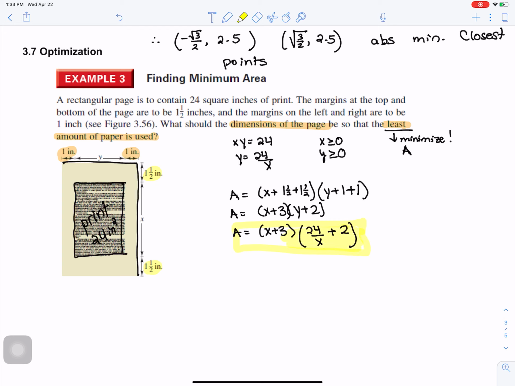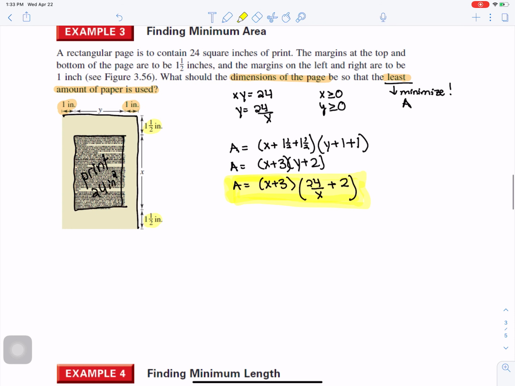Now I'm interested in finding the least amount of paper to use, so I need to take the derivative and find the critical points. But in a question like this, I'm not able to set up any new closed domain restrictions. So I need to make sure that at the very end, I prove that the value I get is the absolute minimum by doing a little bit of some clever math.